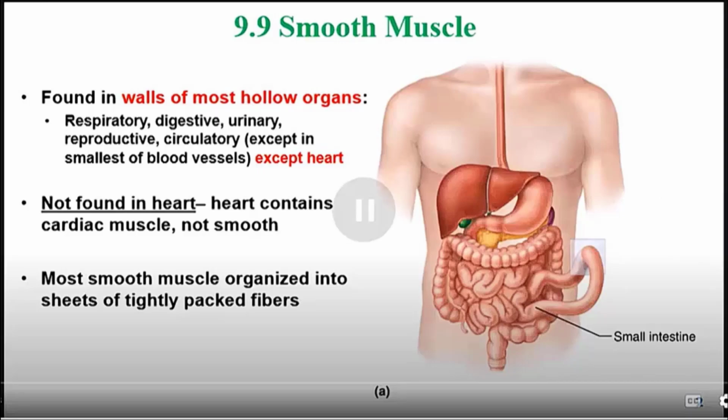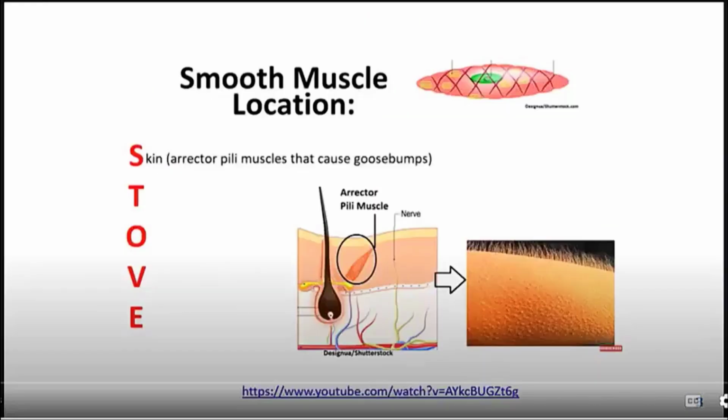Okay. So here, talking about the smooth muscles, we know that we're going to find them in most of your hollow organs, right? So what does that mean? Well, you look at the respiratory system, digestive, urinary, reproductive, circulatory system, meaning your arteries. Okay, so we are going to find these smooth muscles there. And then you say, well, but the heart is a hollow organ. Yeah, but you're not going to find smooth muscles in your heart. You're going to find cardiac muscle there. Okay.